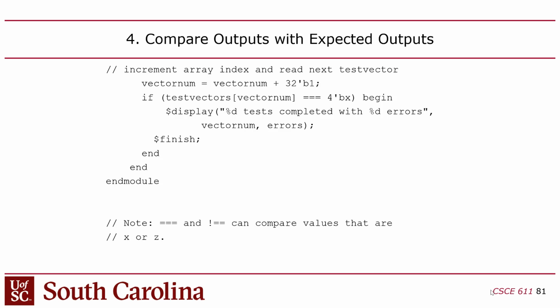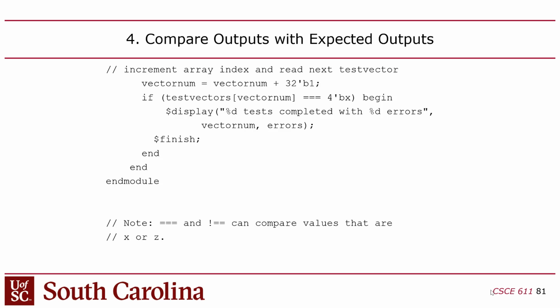So if that happens, I can just display a message that says how many tests completed. Remember I told you the display is like a printf. It's formatted, so you can do formatting. You can use vector num tests completed with errors, and then you can use this $finish that just stops the simulator.